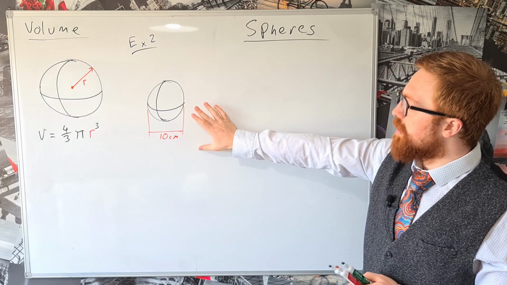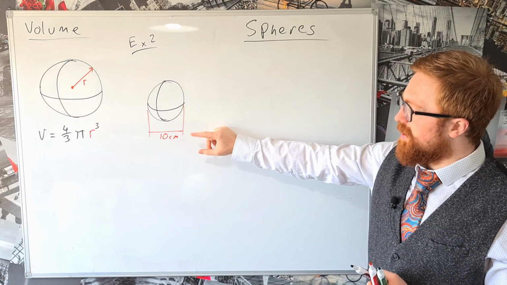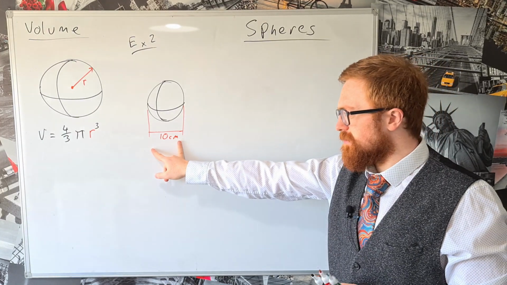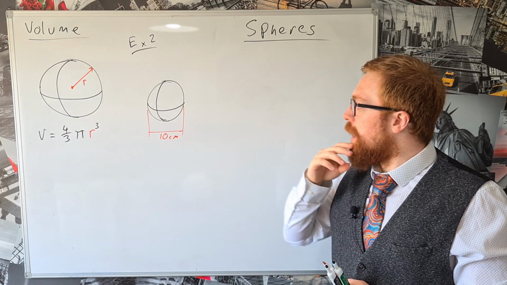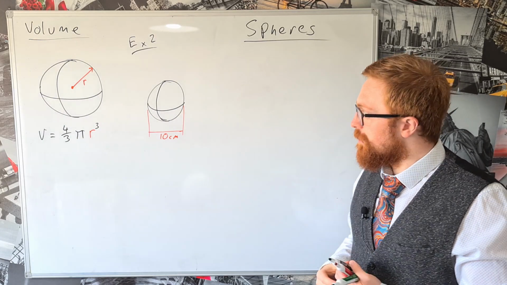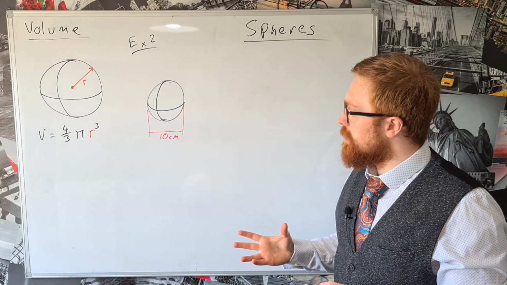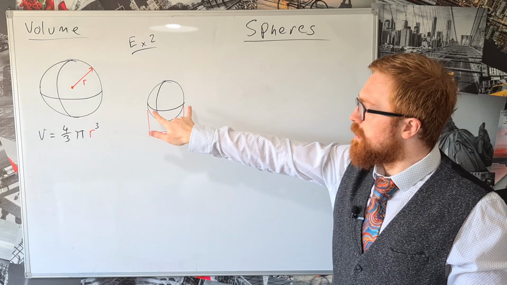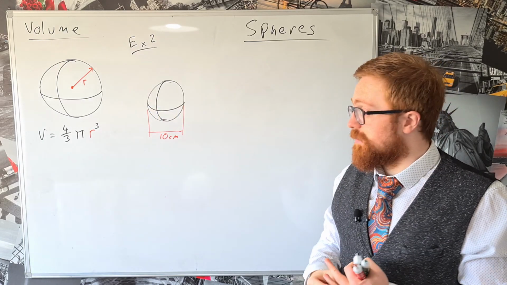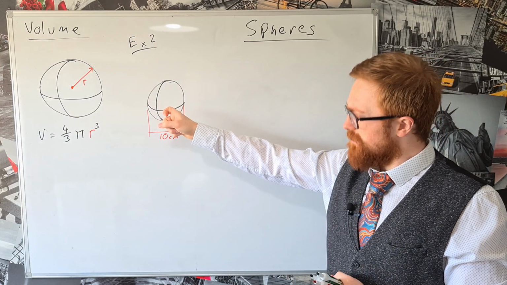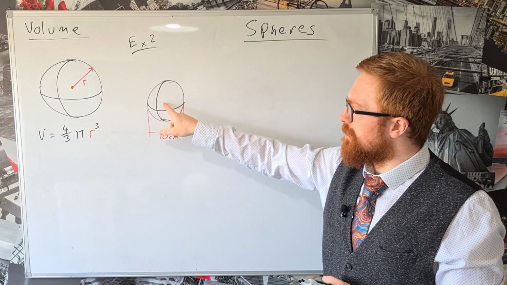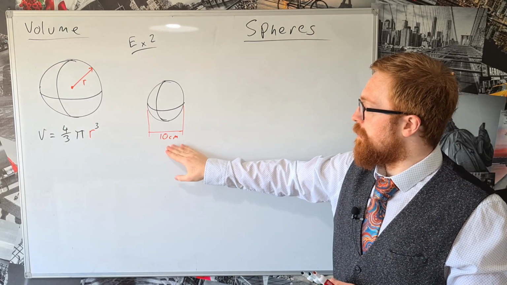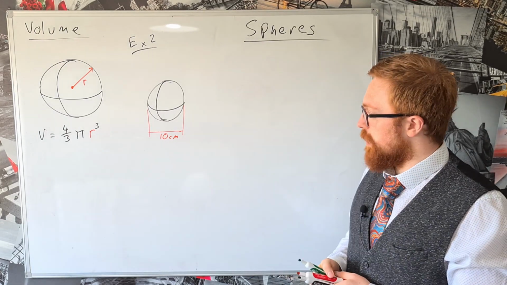In this example we're given a sphere, but this time we're not told the radius of the sphere, we're told the diameter of the sphere. And this is a really common way that examiners like to try and trick you out. But also in real life, if you've got some calipers, it's much easier to measure the whole diameter of a sphere than it is to measure the radius. So this is more what you'll get in real life a lot of the time. But again, they'll put this in an exam to try and catch you out.